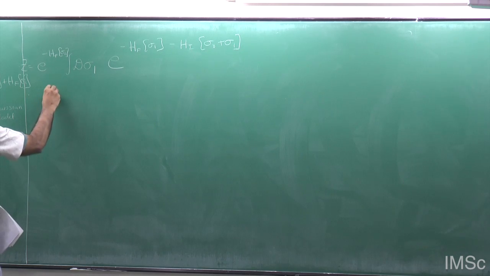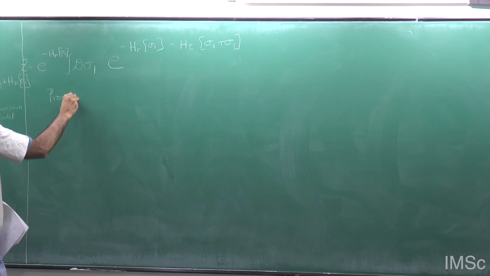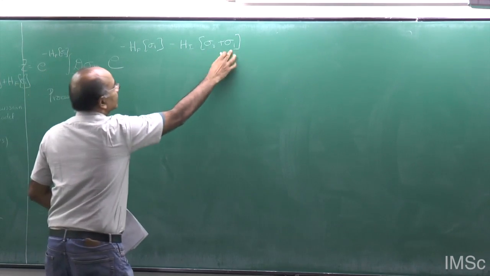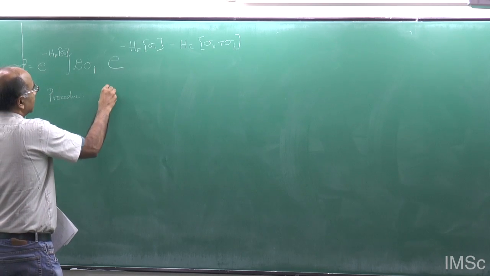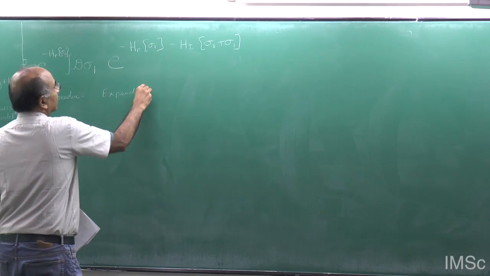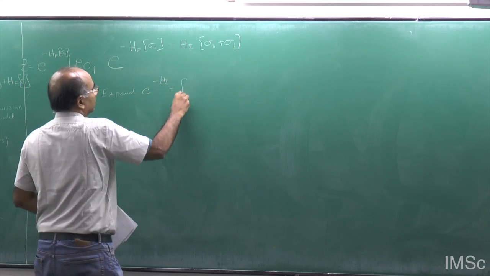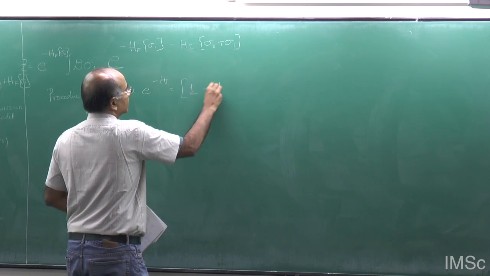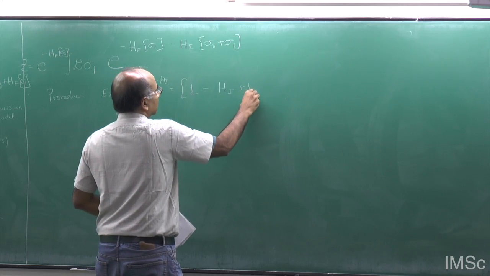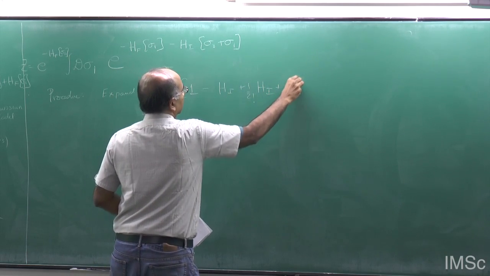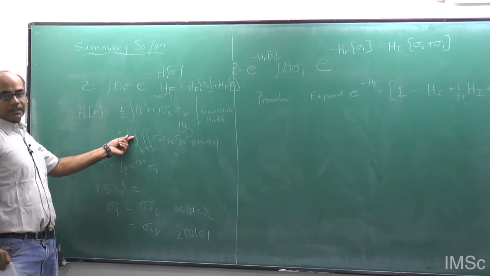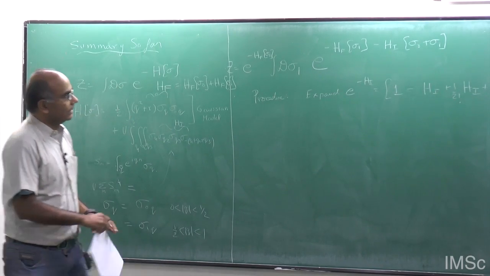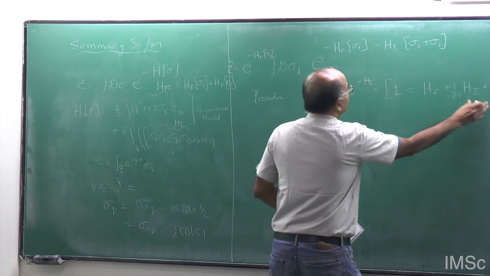So what is the procedure or method? Well, first of all, we have to expand this. So expand 1 minus HI plus, so that is a perturbation expansion. It is assumed that this H interaction has a small parameter in front of it. You expand and evaluate each of these terms in here.